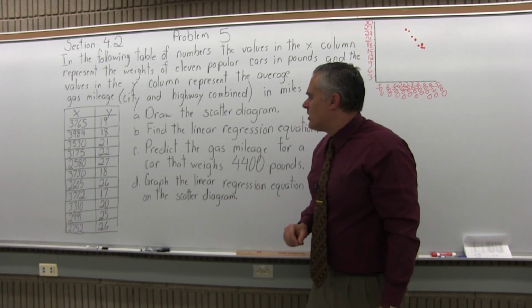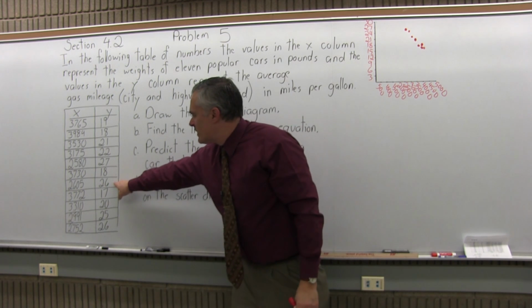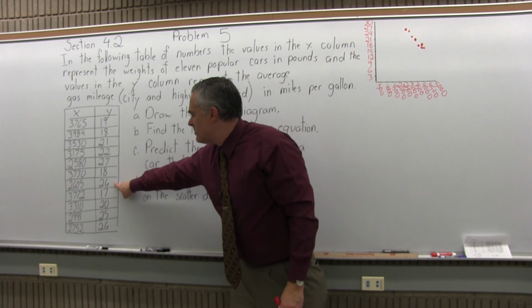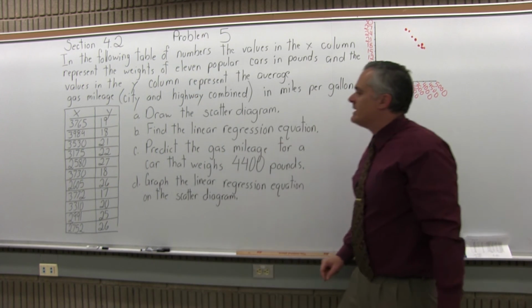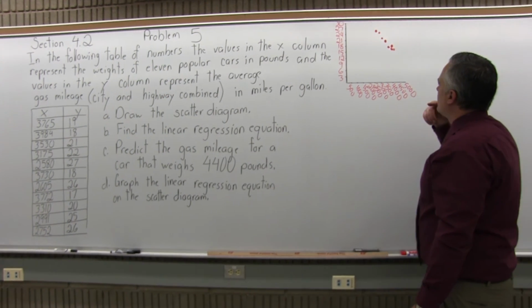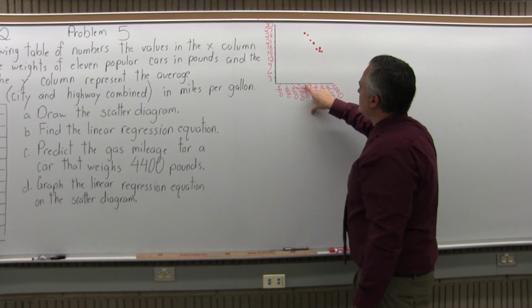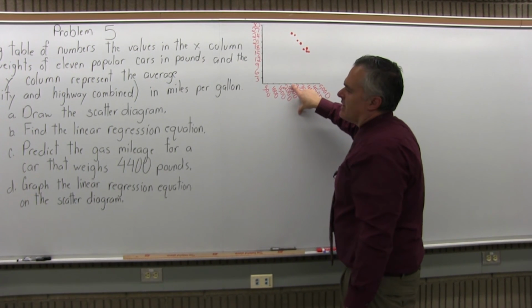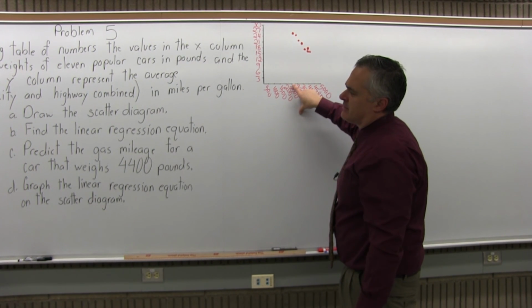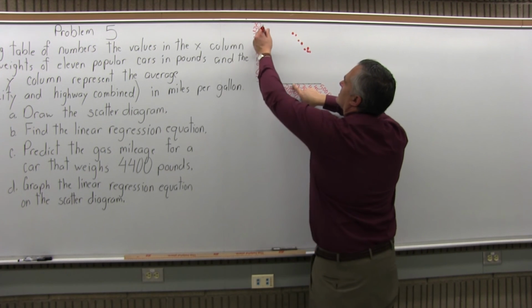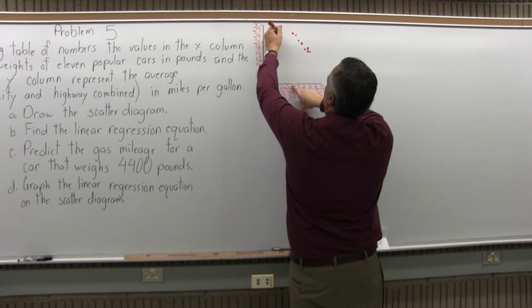The next one, 2,605, and it's up 26. So 2,605 is a little bit past the 2,500, and it's up 26 miles to the gallon, so almost to the 27.